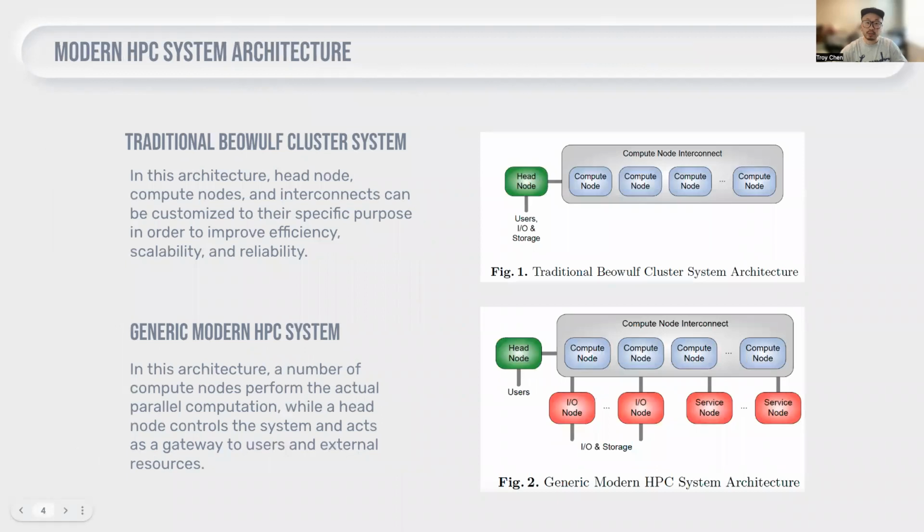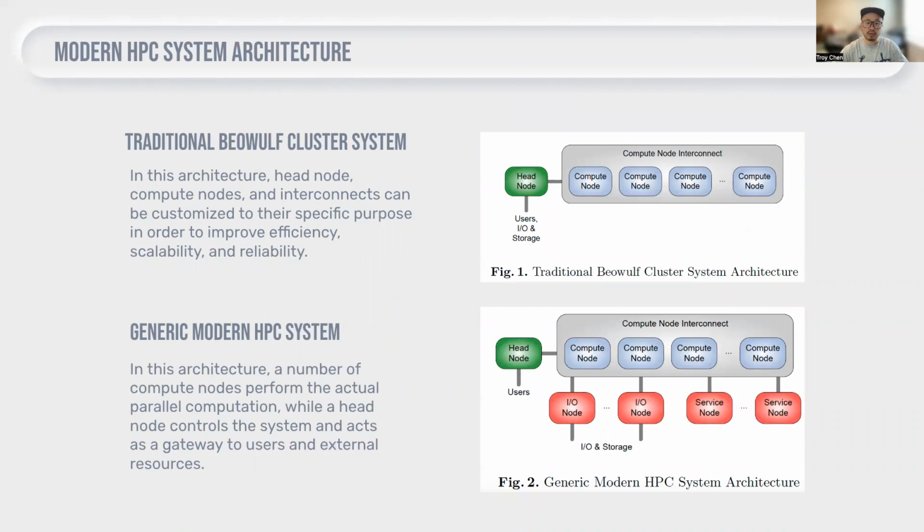Some examples for HPC architecture. In Figure 1, as you can see, head node, compute nodes, and interconnects can be customized for their specific purposes to make improvements. Because the structure is simple and flexible, many supercomputer vendors adopt the Beowulf architecture either completely in the form of HPC clusters, or they develop hybrid HPC solutions.